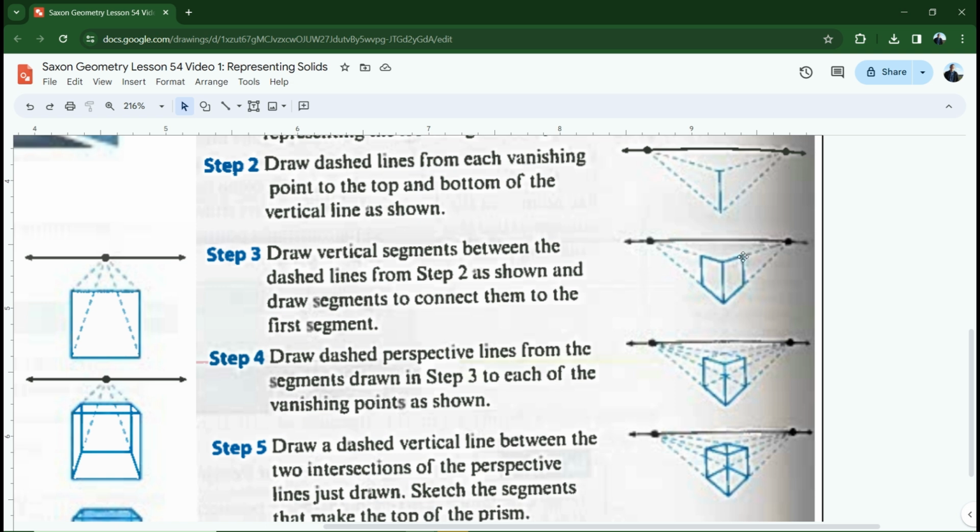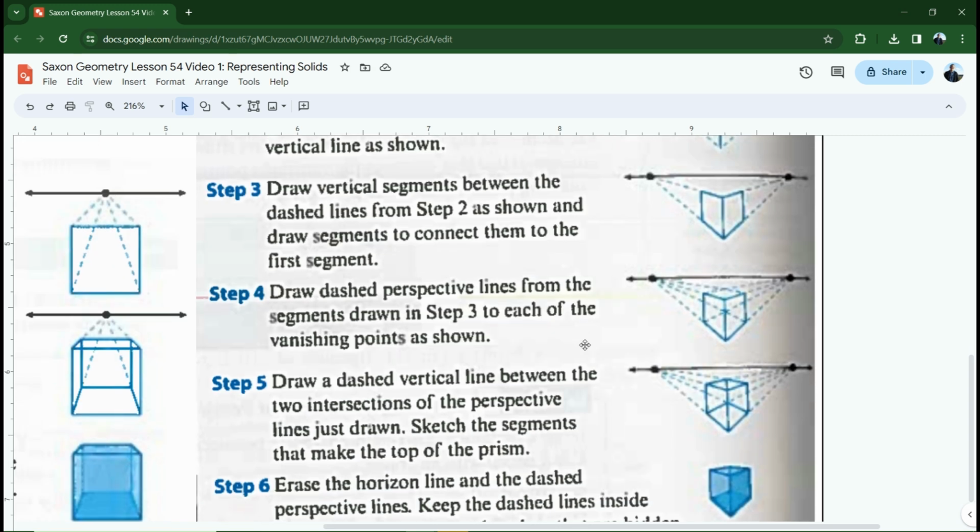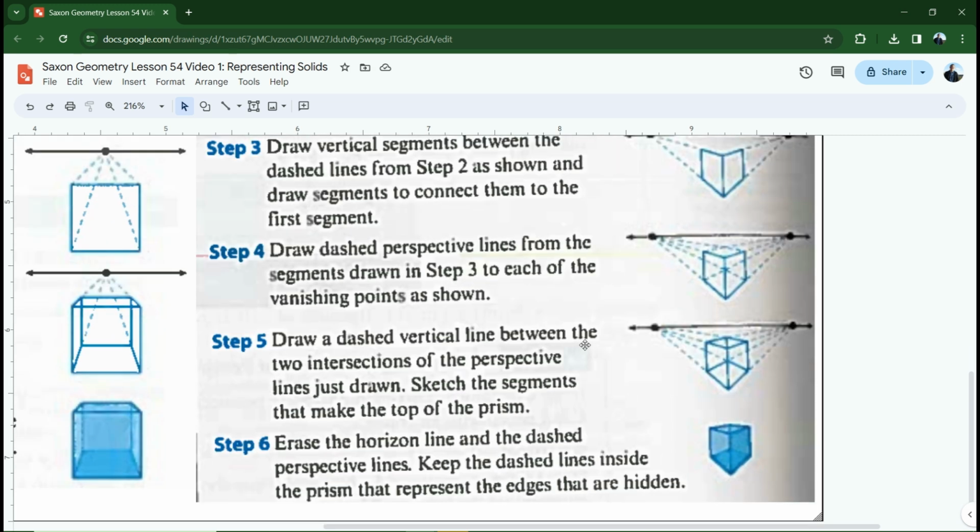The next thing we're going to do is from those points, we need to draw a dotted line to the other vanishing points. So one from here, one from here, one from here, one from here. So we started with 4 dashed lines. Now we're going to draw 4 more dashed lines. This looks a little complicated, but there's just a total of 8 dashed lines so that every vertex is connected to both vanishing points. Okay, so we do that. And then lastly, we draw a dashed vertical line between the two intersections of the perspective lines that we drew.